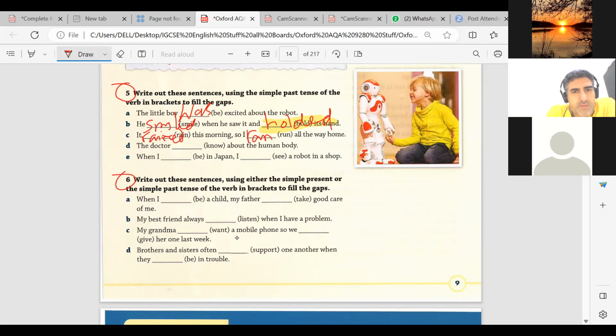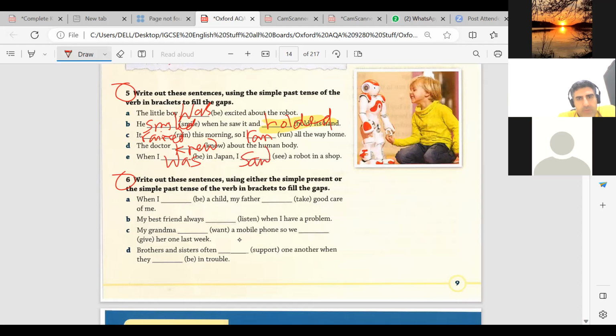The doctor knew. Yes. Knew. When I was in Japan, when I were in Japan, I saw a robot. When I was. Yes, when I was in Japan. Then I saw a robot in Japan.